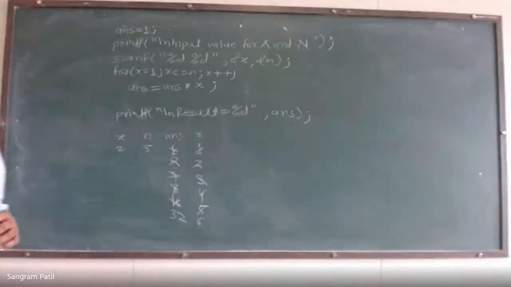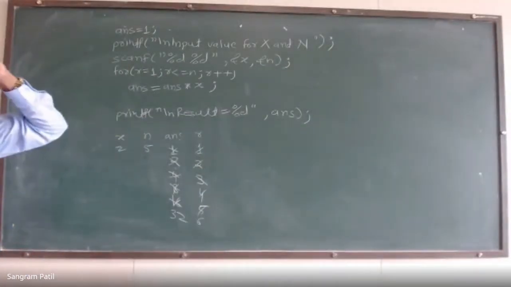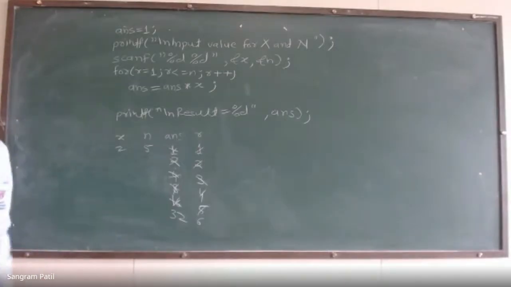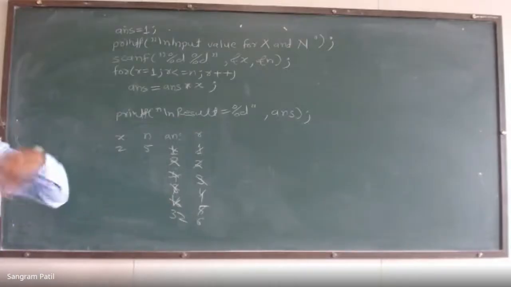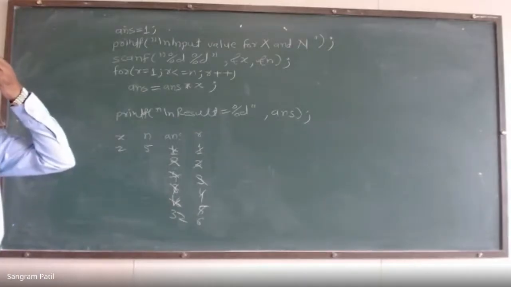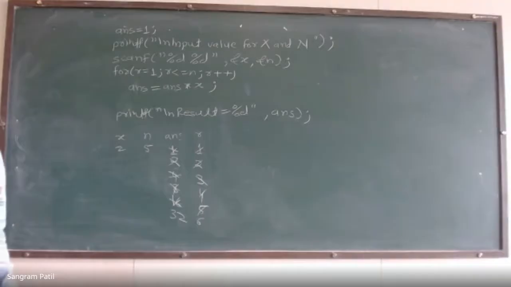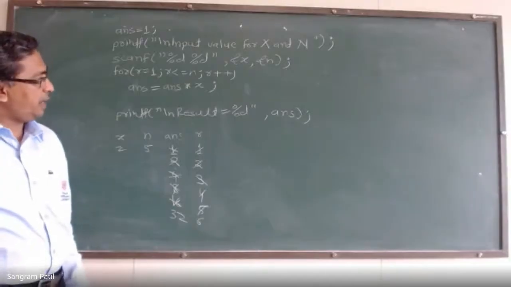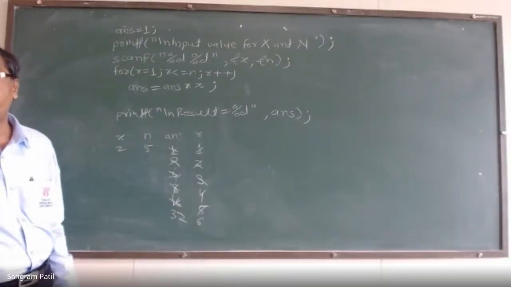So this program reads value of x and n from a keyboard and it gives you x raised to n divided by n factorial. Sorry, x raised to n. This gives you x raised to n. Read value of x and display x raised to n divided by n factorial.